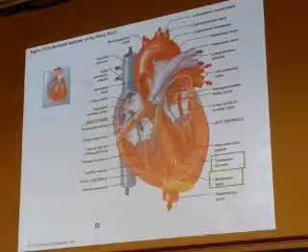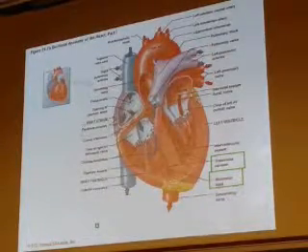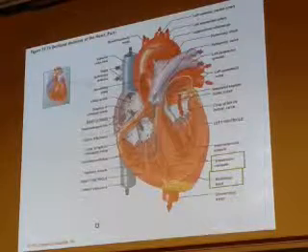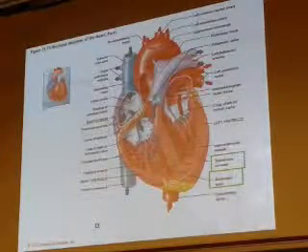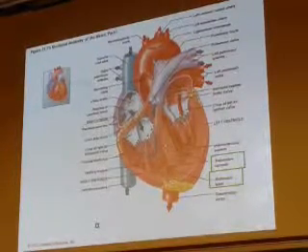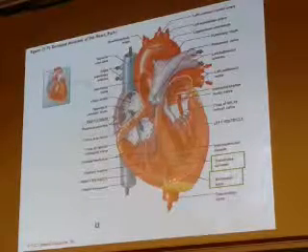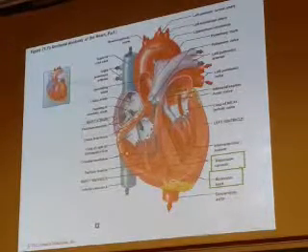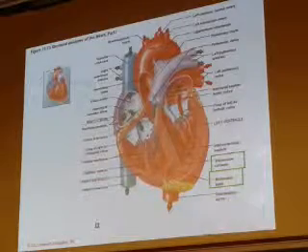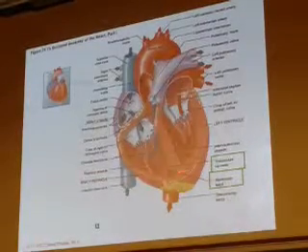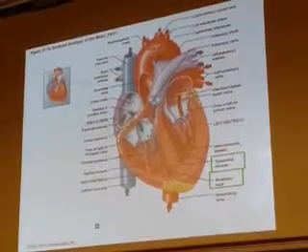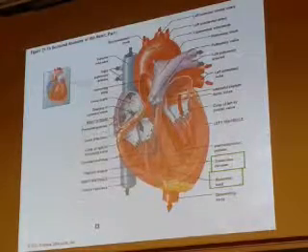Moderator band, shortcut for the right conduction system to the right ventricle. Some of the conduction goes down to the apex and then up the right wall, but some of it goes across and skips the apex. So it's a shortcut for the right part.